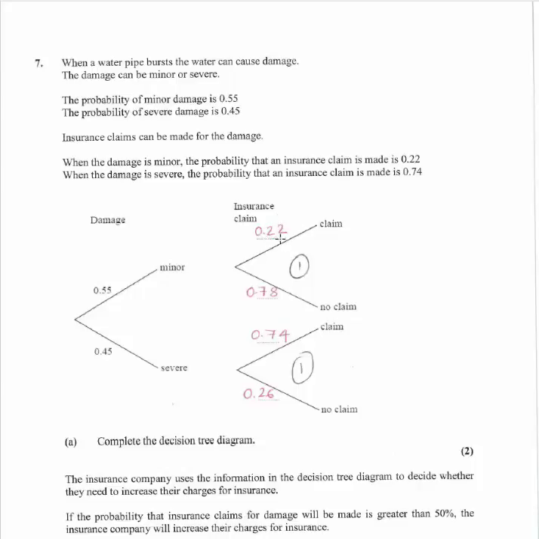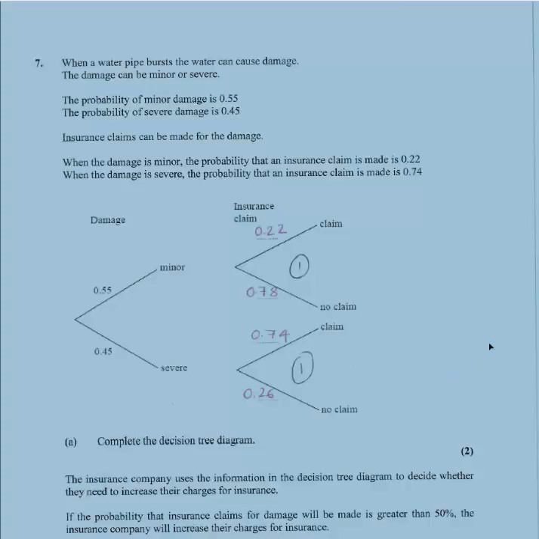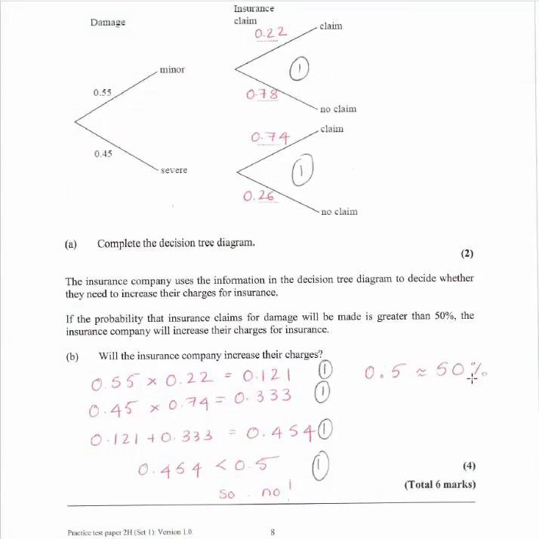Okay. Now, if 0.22 is the probability that the insurance claim is made, then 0.78 is the probability that no claim is made. If 0.74 is the probability that a claim is made when it's severe, then 0.26 will be the probability that no claim is made. So these two numbers have to add up to make 1, and these two numbers have to add up to make 1. Can you see that, before you've done anything, just by completing that tree diagram, you've got yourself 2 marks, just by reading the question, taking the information and putting it in the right place. Okay, what does the rest of the question say?